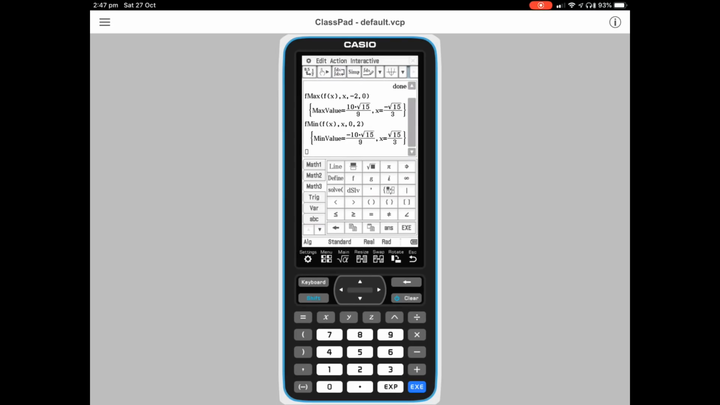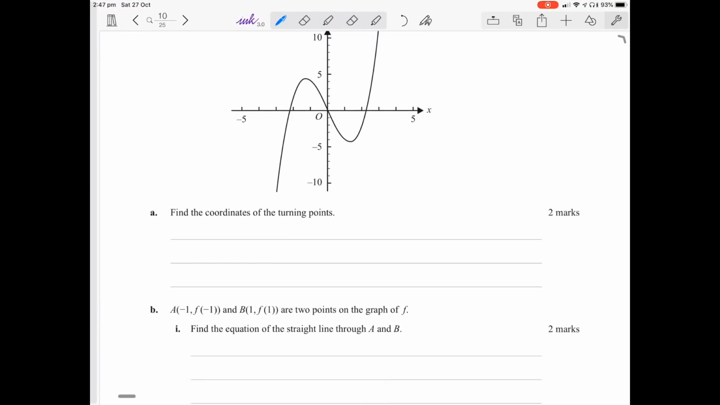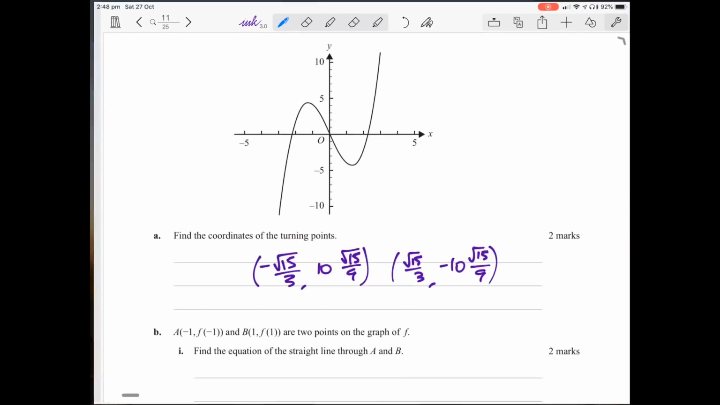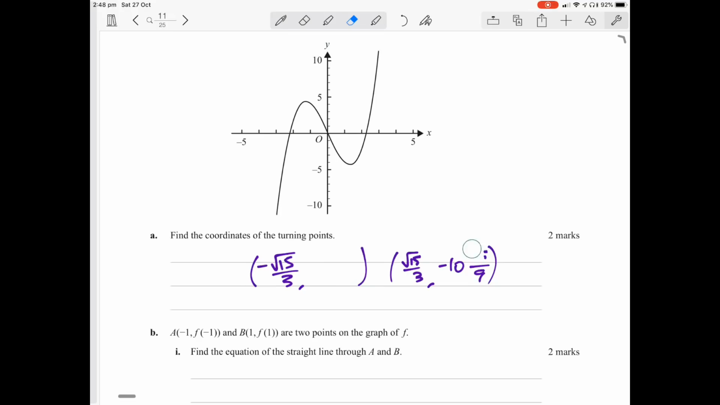Okay, so -√15 on 3 and 10√15 on 9, and the other one was √15 on 3, -10√15 on 9. Okay, that 10 was on 9 as well, so I've got to fix that up. 10√15 on 9, -10√15 on 9.